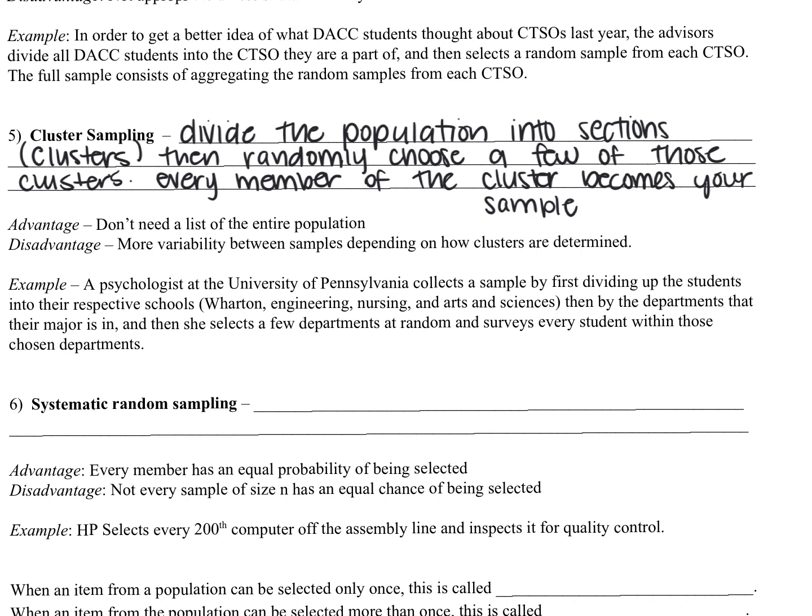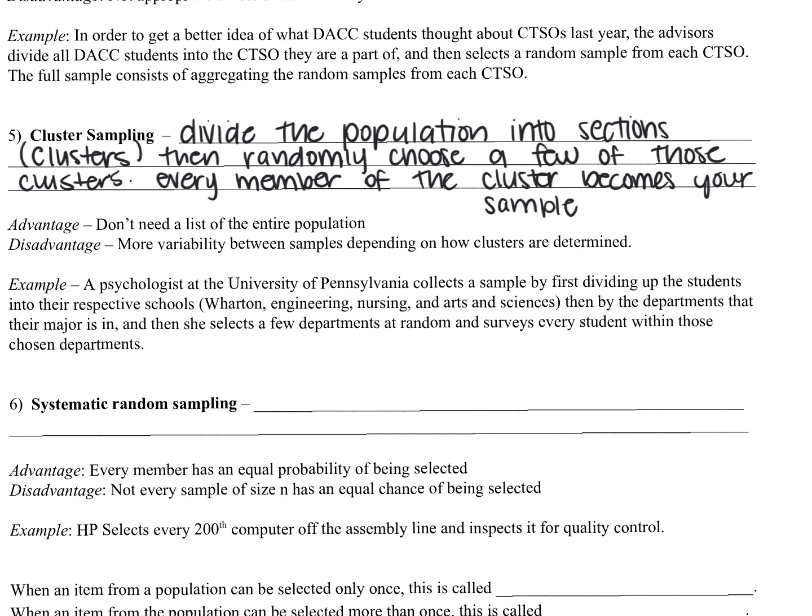And then another difference here is you're randomly choosing a few of those clusters, so a few of those groups, not just people from every group. So the nice thing here is you don't need a list of the entire population if you're just going to say, all right, we're going to break them down into groups. But the problem here is depending on how your clusters are determined, you can get more variability between your samples, because it really depends on how you determined those clusters.